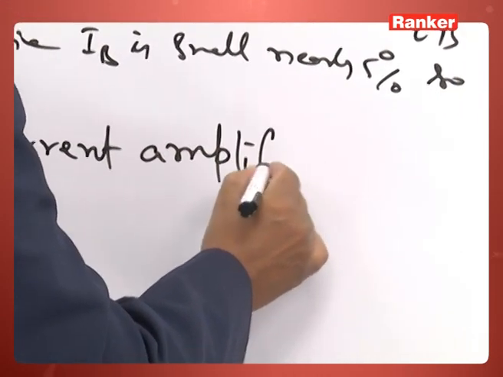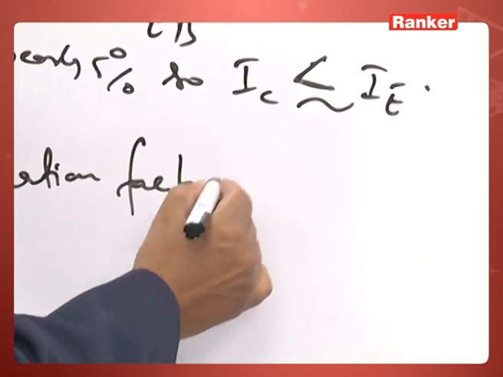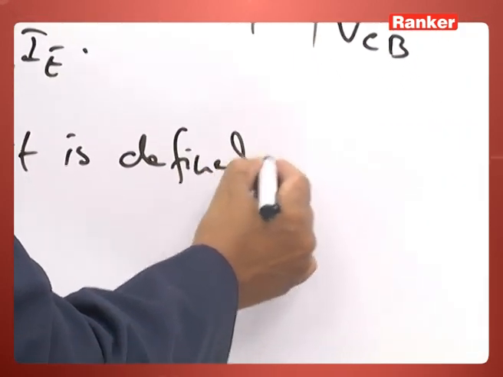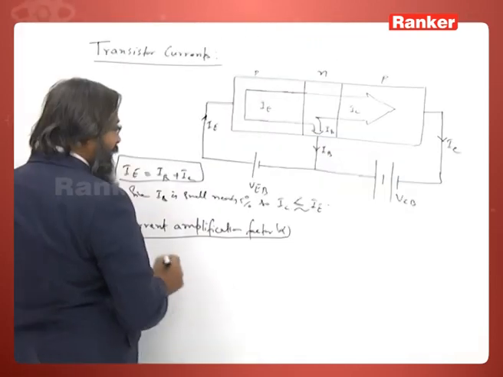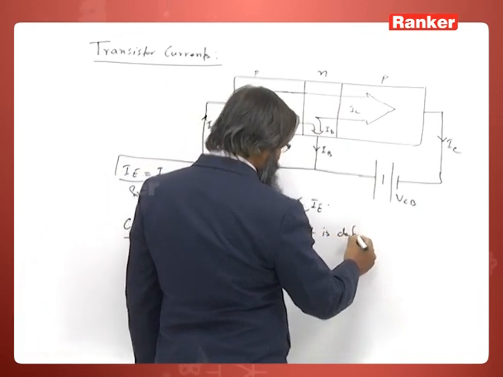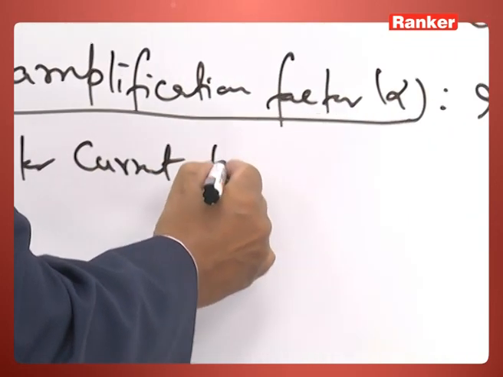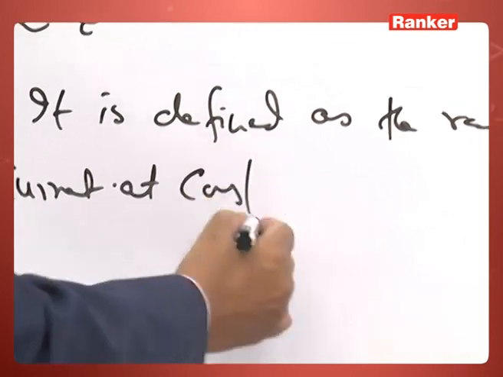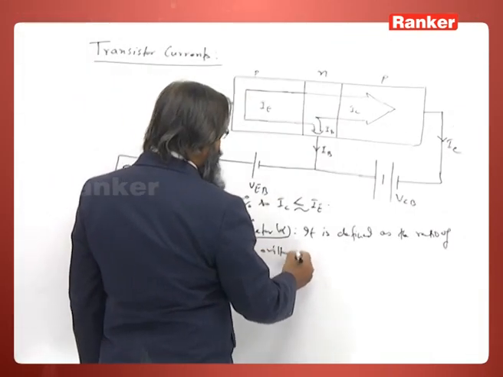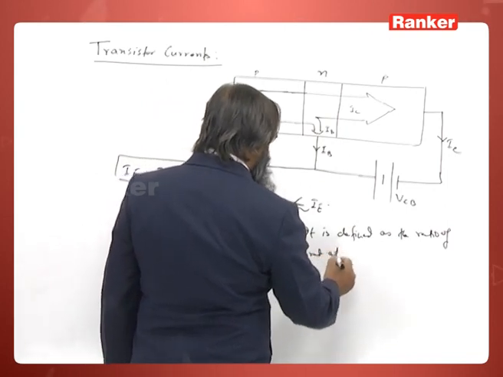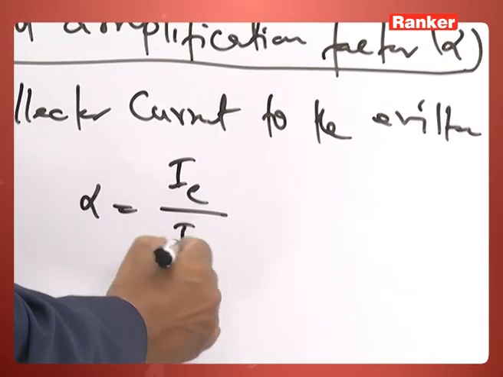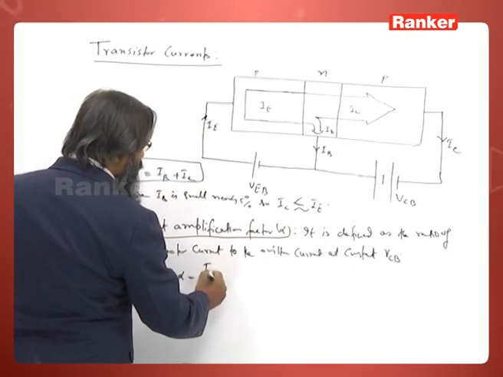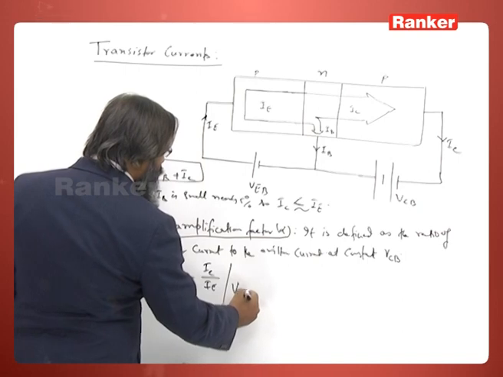Now, in transistor action, we define a quantity called the current amplification factor, alpha. It is defined as the ratio of the collector current to the emitter current at constant collector-base voltage VCB. So, we define alpha as IC by IE at constant VCB.